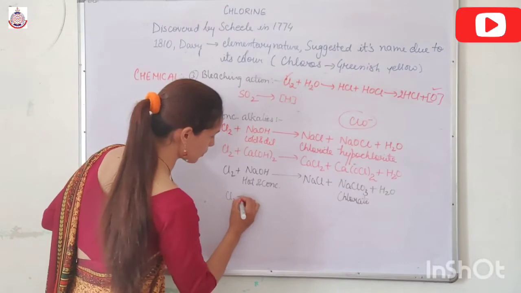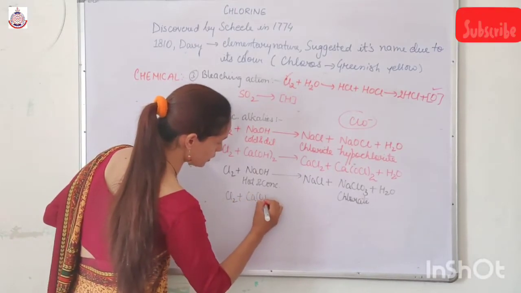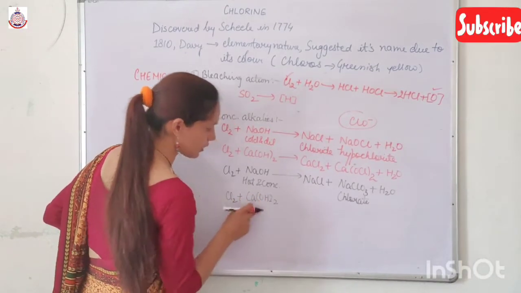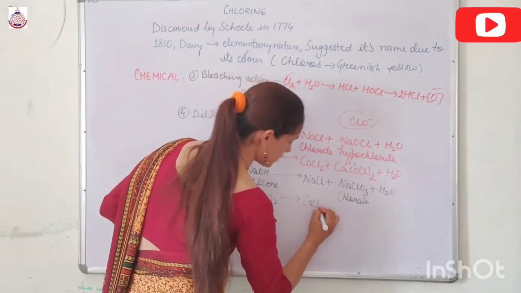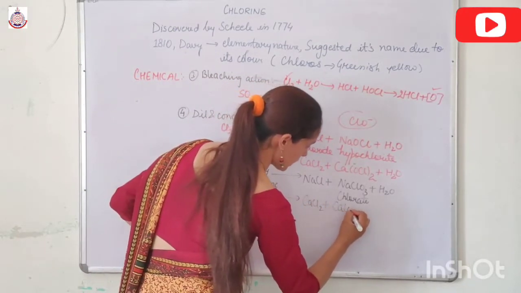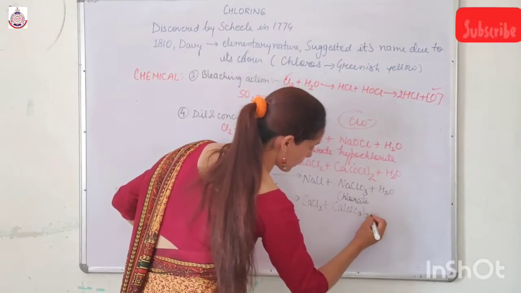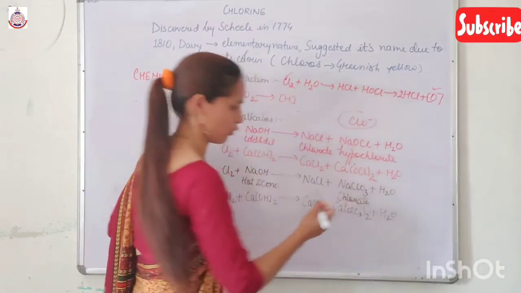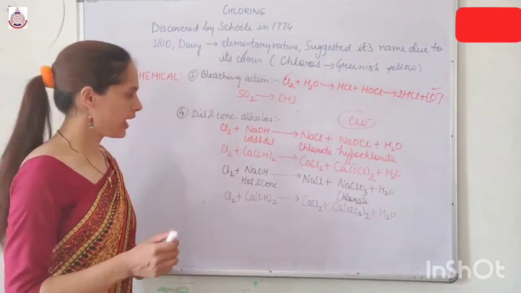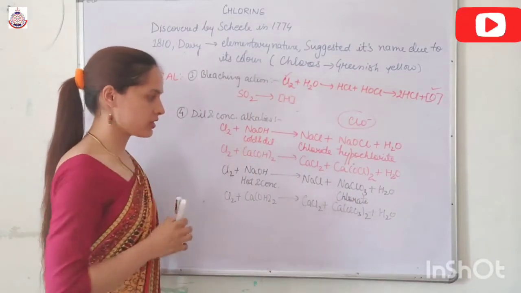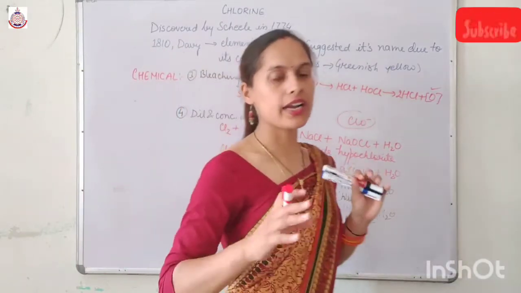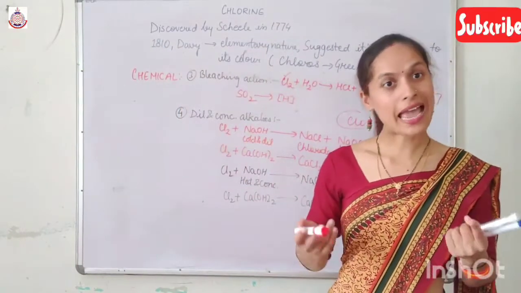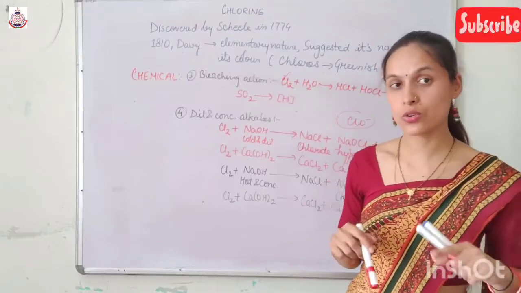Similarly, when Cl2 reacts with Ca(OH)2, here Ca(OH)2 is hot and concentrated, so it forms CaCl2 plus Ca(ClO3)2 plus H2O. Now, if we see these reactions, in these reactions the Cl2, that is the chlorine, undergoes oxidation as well as reduction.